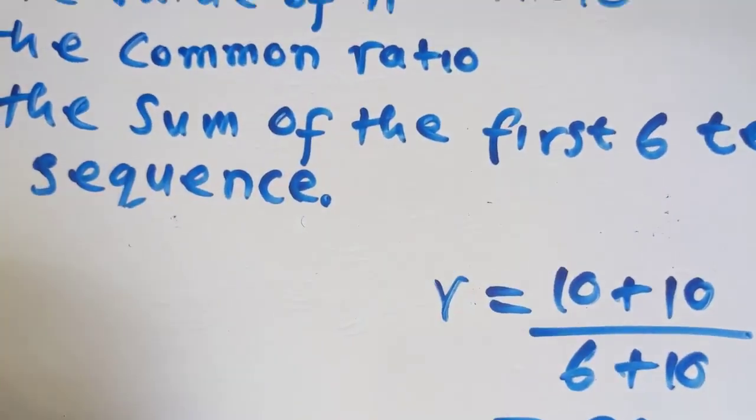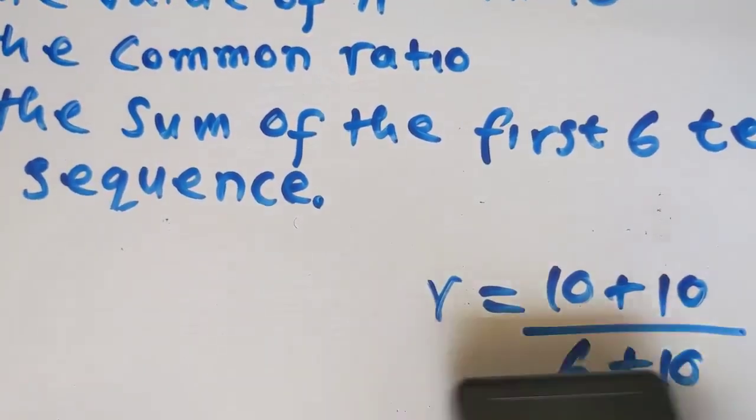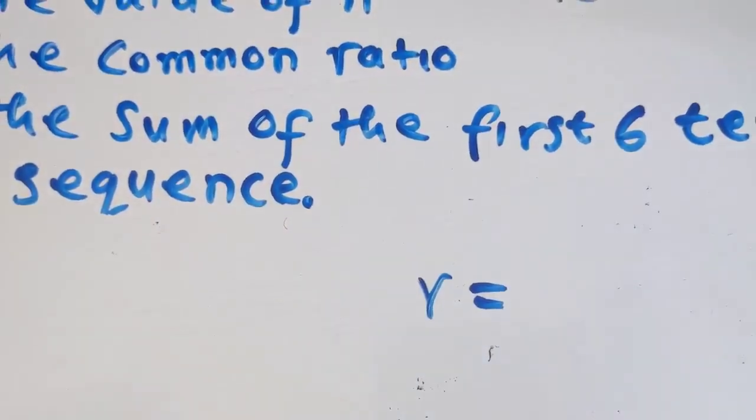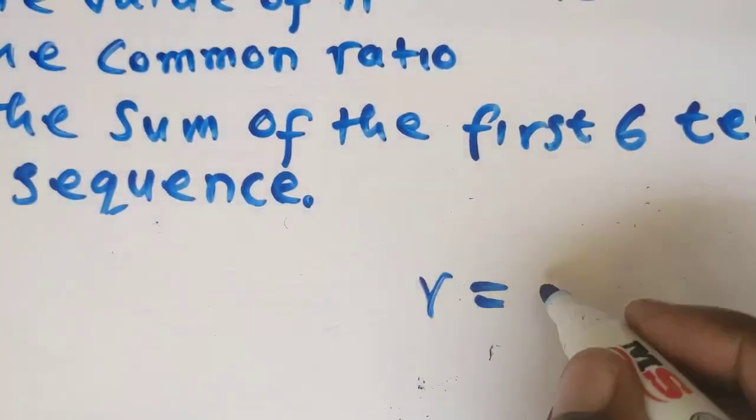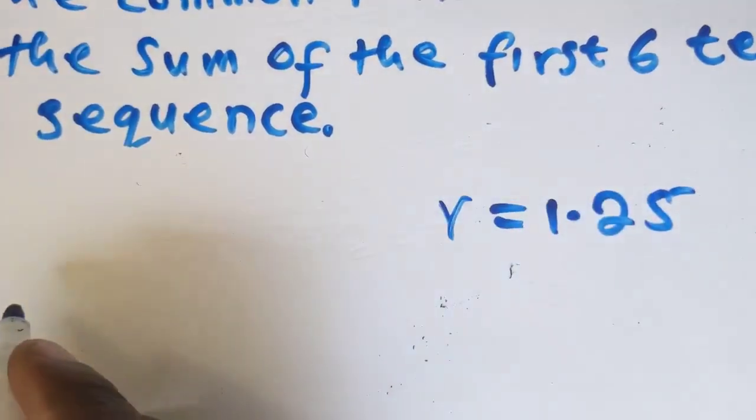As simple as that. So the first thing is just to find the value of n. Here we have 1.25, that is our common ratio.